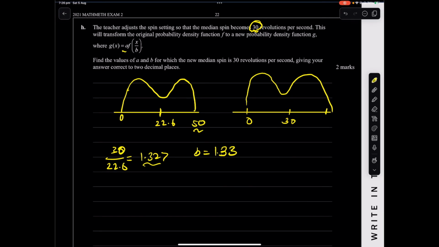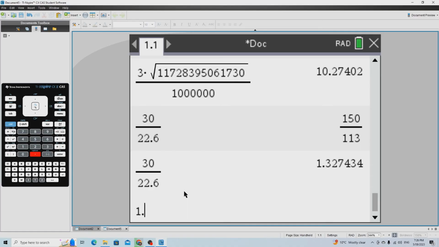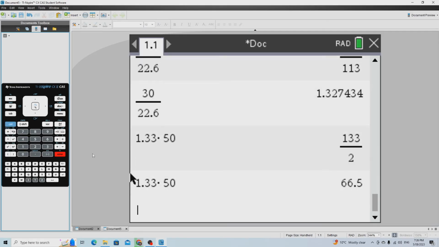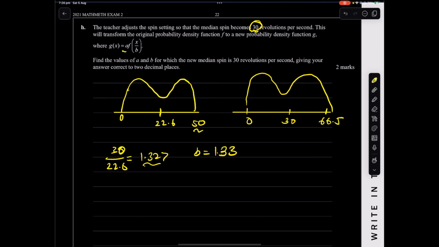Okay, wait. So if that's our b value now, it means that 1.33 times, oh wait, times 50. So this value over here is 66.5. Remember there has to be dilation by a factor of a to compensate for that, because it's increased, the graph will not look like this. It would actually look shrunk. It will look the same, but it would look something like that, because it's lengthened. And again, this area must equal 1.